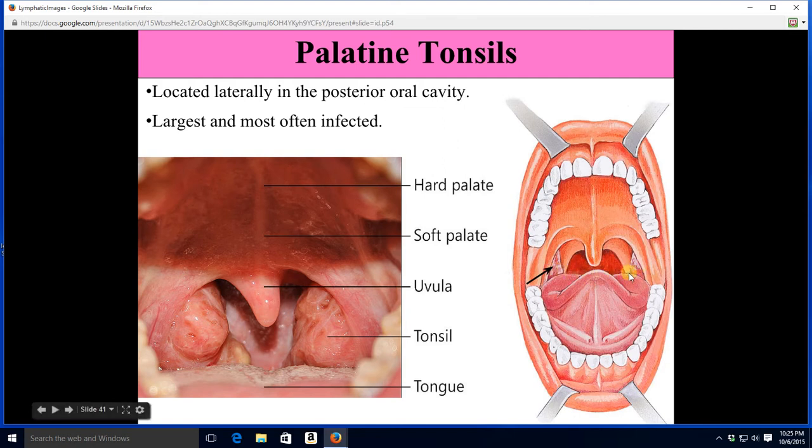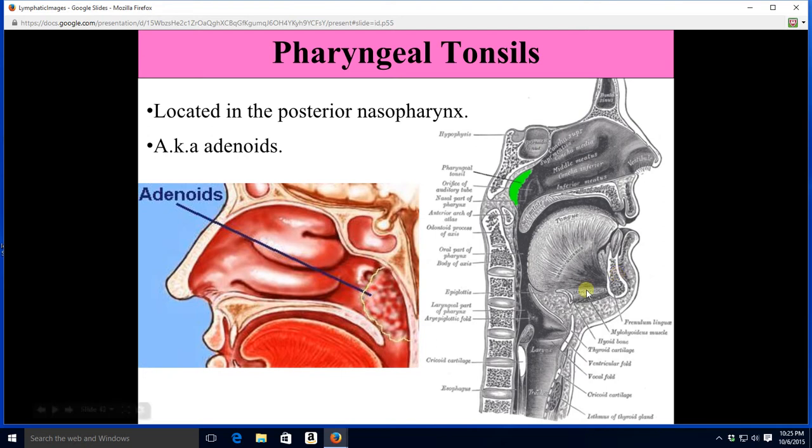They're in the posterior oral cavity to help you deal with your ingested microorganisms. They're the biggest and they're the most often infected, which kind of goes hand in hand with being the biggest. All right, moving upward, we got our pharyngeal tonsils. They're at the back of the nasopharynx, which is the nose part of the pharynx.